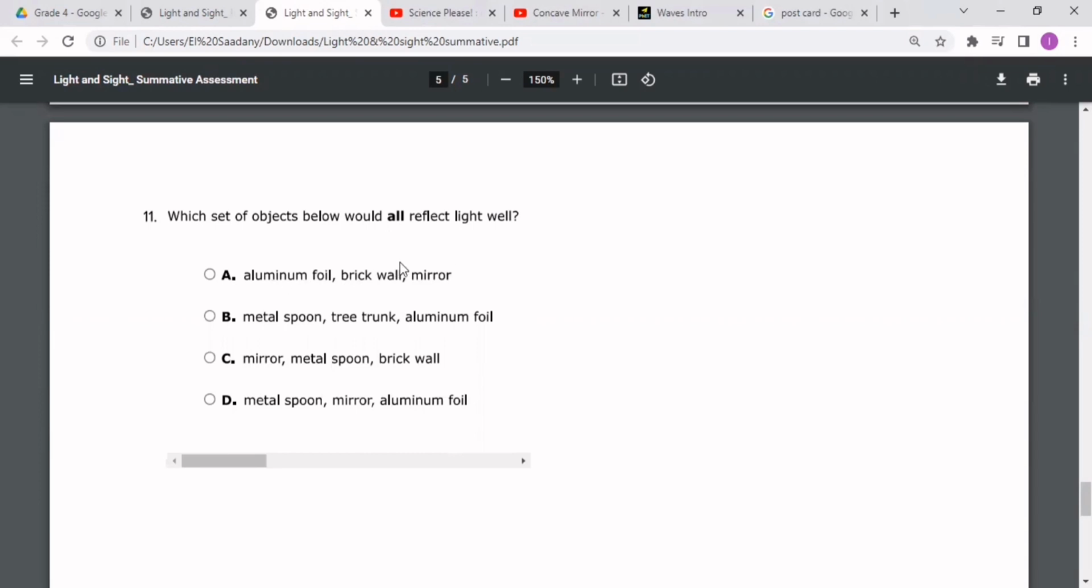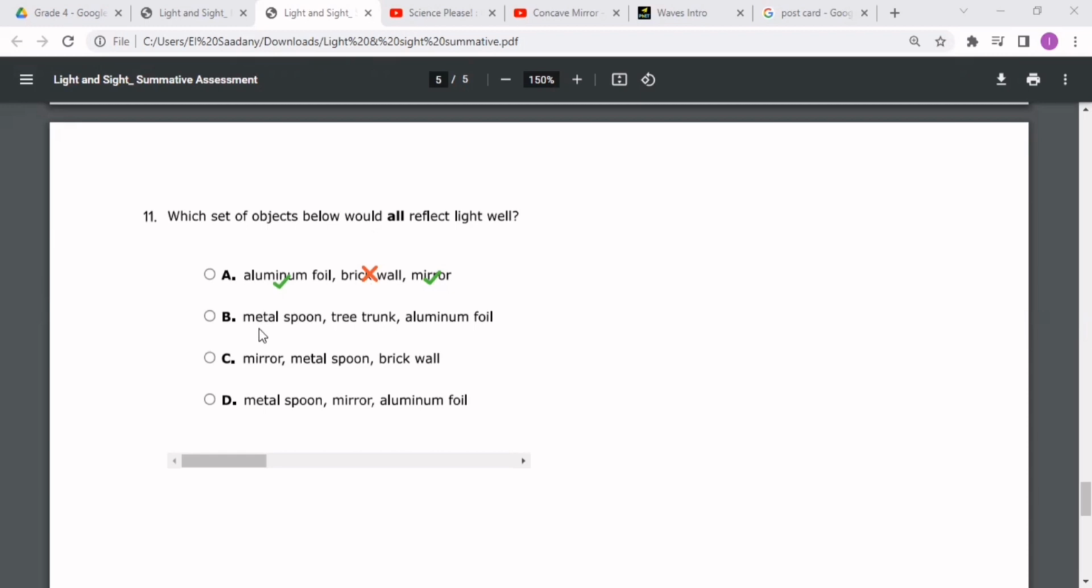For example, here in A, we have aluminium foil. Aluminium foil is a smooth and shiny surface that can reflect the light. So yes, aluminium foil can do the job. Brick wall, can it reflect the light? Is it smooth or is it rough? Well, it's rough, so no. And the mirror is a shiny, smooth surface that can reflect the light. So A is not the answer because the brick wall cannot reflect the light well.